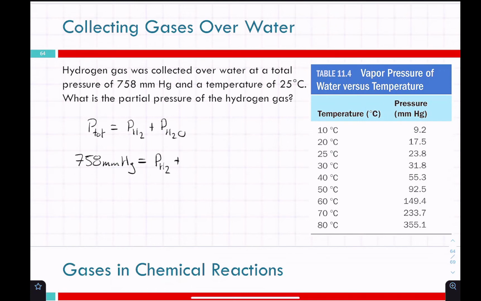Fortunately here, at 25 degrees C, it's going to be 23.8 millimeters of mercury. So we can plug that in, 23.8 millimeters of mercury. And then you just subtract that 23.8 from both sides. So the partial pressure of hydrogen is 734.2 millimeters of mercury. So a lot of this comes down to the fact that you've got all these particles mixed together. The total pressure is the sum of all of those.